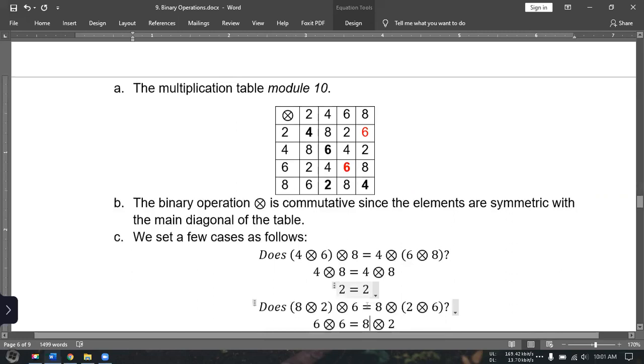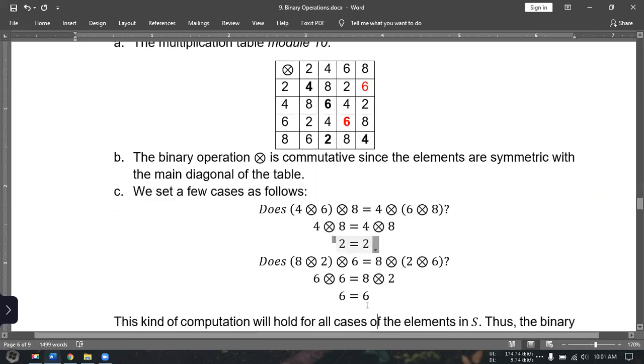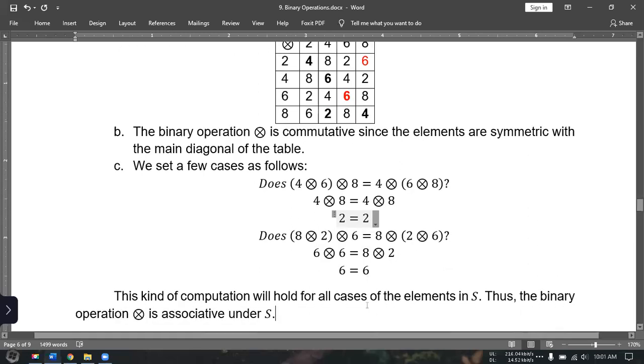Therefore, applying the same values to all other possible cases from the given table, the property will always be satisfied. This kind of computation will hold for all elements in S. So the binary operation multiplication is associative under the set S modulo 10.